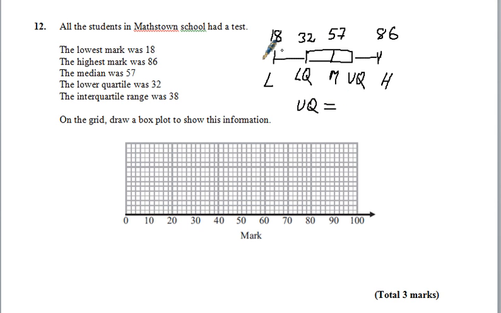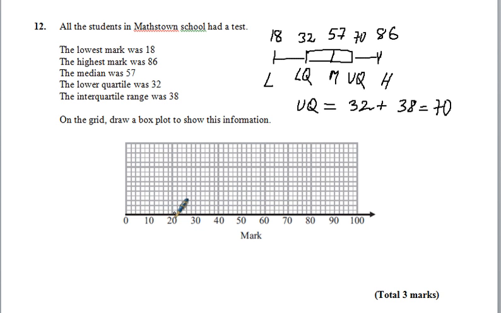if you know the low quartile and you know the interquartile range? The interquartile range is the difference between the upper and low quartile. So if you take your low quartile 32 and add 38, you get your upper quartile, which is 70, right? So now you've got all the numbers. The only thing left is just to draw this box plot.